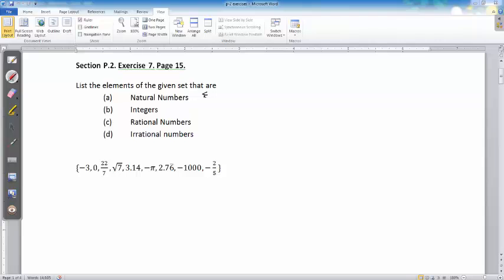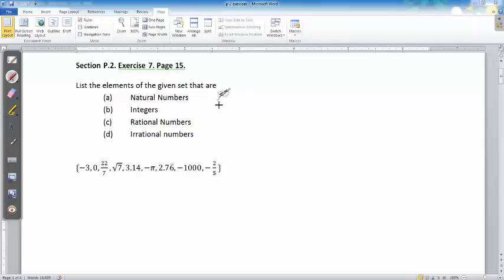Let's try that. Let's start off with A, natural numbers. I'll draw myself a little curly brace here to start off. Natural numbers are the counting numbers, if you recall, and they start at 1. That's a negative number, so that isn't positive, so it can't be natural. The natural numbers start at 1, so 0 can't be 1. That is not a whole number. Square root of 7 is not a whole number. That's a decimal, that's not a whole number. So there's actually no natural numbers in that set. So what I'm going to say there is the empty set.